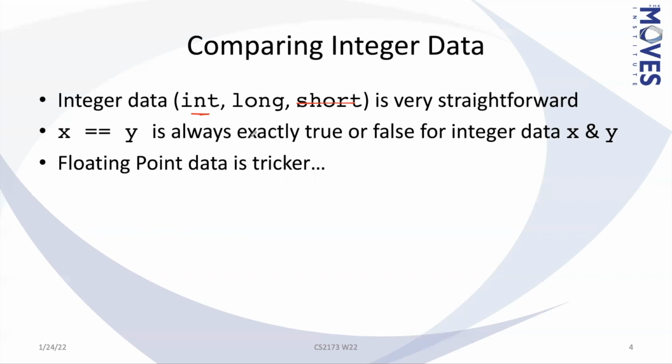Okay, but if I have two integers and I compare them for equality like this, that's always exactly true or exactly false. And there's no ambiguity about that whatsoever. So if I have an expression that evaluates to 3 as an int and another expression that evaluates to 3 as an int, they are exactly equal. And if the other expression evaluates to 5 or something else, then they are not equal. That is a hard and fast line. Floating point data is trickier.